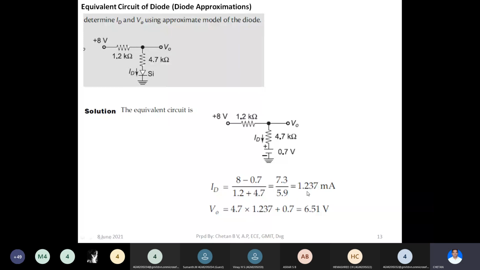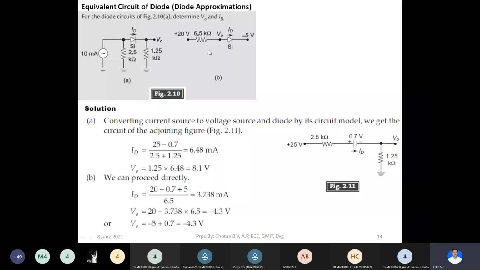From this value, what you intend to calculate is the output voltage. So the output voltage V naught is the summation of the voltage drop across this resistance 4.7 kilo ohm plus this voltage source, that is 0.7. Therefore, the voltage drop across this would be 4.7 into the current ID. Current ID is 1.237. Here milli we have neglected, and also kilo we have neglected. Both would be cancelled, plus this voltage source 0.7. We get 6.51 volt.